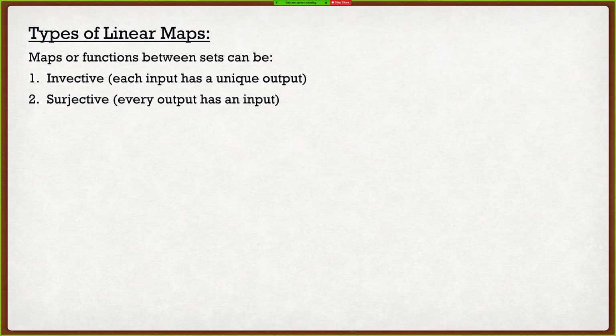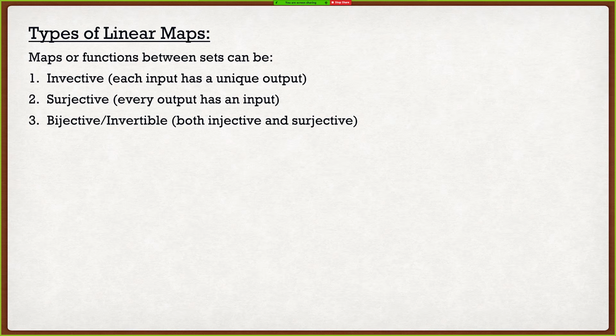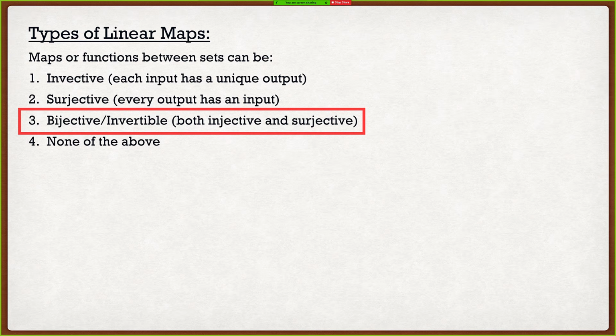The second one is surjective, where every output has an input. The third one is bijective or invertible, which is both injective and surjective. So number 3 is just a combination of 1 and 2. And this is going to be the important one. And 4, none of the above. But again, what's important about this is we're looking at bijective or invertible maps. And you will see why later on.